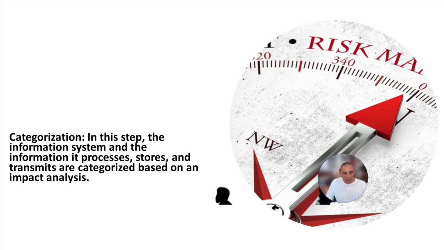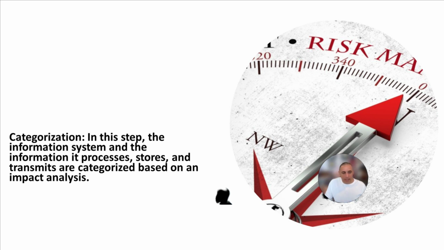This step involves categorizing the information system and the information it processes, stores, and transmits based on an impact analysis. Identify information types. Determine the types of information processed by the system using FIPS 199 and NIST SP 800-60 for guidance. Impact analysis. Evaluate the potential impacts of the loss of confidentiality, integrity, and availability for each type of information, categorizing the system as low, moderate, or high impact.